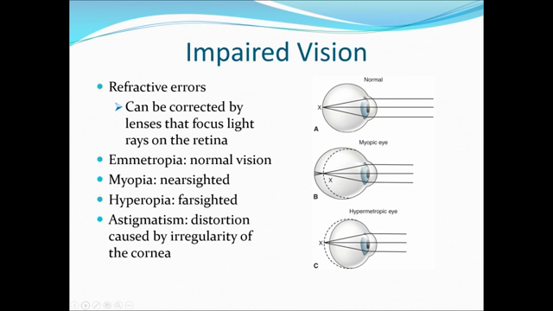Emmetropia is considered normal vision. Myopia is nearsightedness, which means people can see near but have difficulty seeing far away. That's probably the most common type of impaired vision. There's hyperopia, where people have difficulty seeing up close but can see at a distance very easily. And then you have astigmatism, which is a distortion caused by an irregularity of the cornea. You can have somebody with myopia or hyperopia who also has astigmatism, so it makes things a little more complicated.